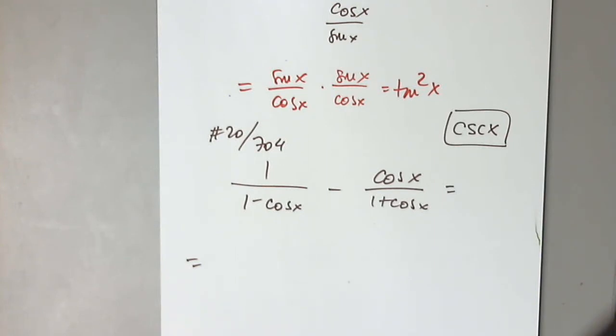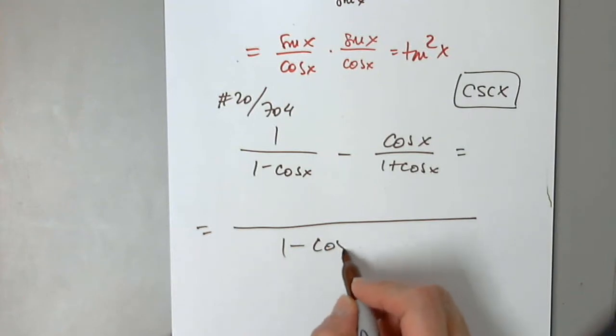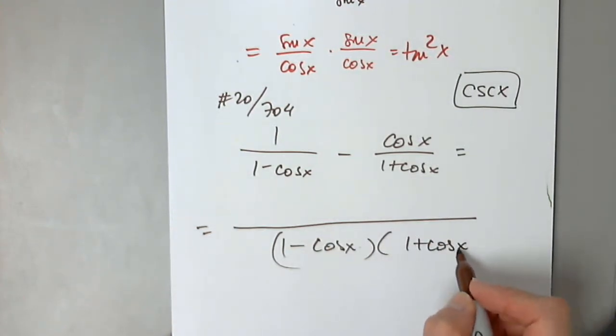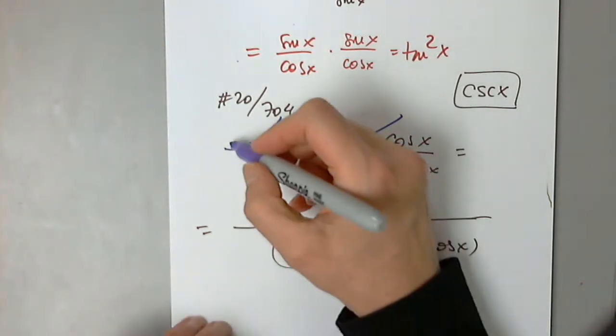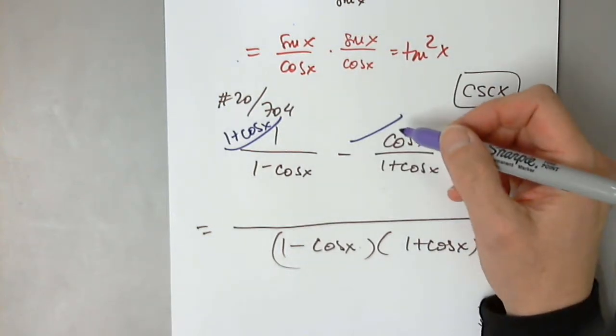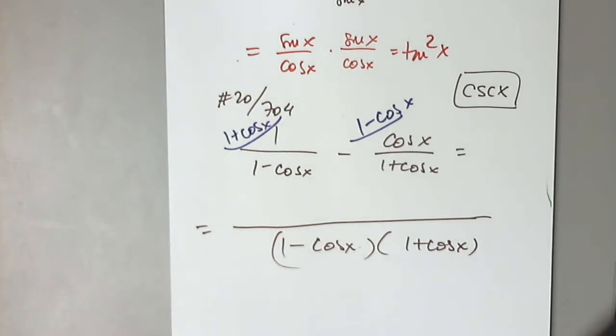The LCD. What is the LCD of these two? The product, right? Very good. The product of those two. So let's write that. So the least common denominator, 1 minus cosine x times 1 plus cosine x. So what does the top need for the first one? 1 plus cosine x. Very good. And what, see what we've studied 2 months ago? 1 minus cosine x. Perfect. So can anyone dictate the numerator so I can write it?